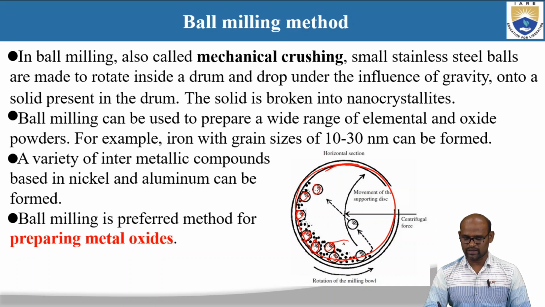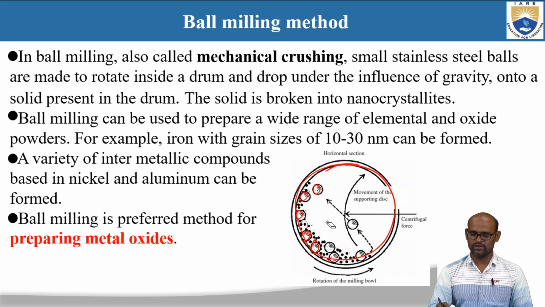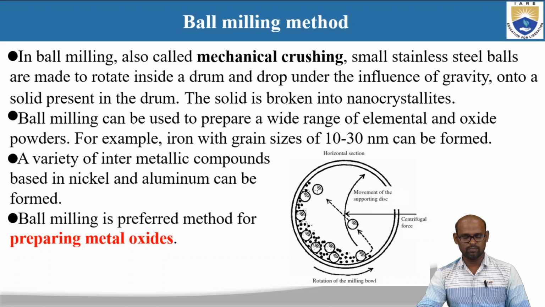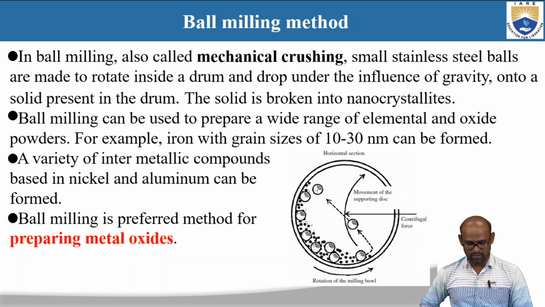So you have a solid material, for example, here, and you have all these stainless balls. As you rotate this drum, these balls will come and fall onto this material, and this material will be broken into small nanocrystallites. Ball milling can be used to prepare a wide range of elemental and oxide powders. For example, iron with grain size of around 10 to 30 nanometers can be formed using this ball milling method. A variety of inert metallic compounds based on nickel and aluminum can also be formed. Ball milling is the preferred method for preparing metal oxides. So to prepare metal oxides, we can use this ball milling method, where we can obtain nanoparticle or grain size around 10 to 30 nanometers.